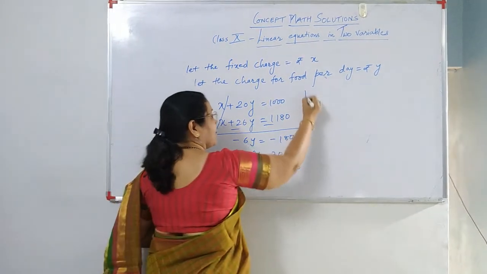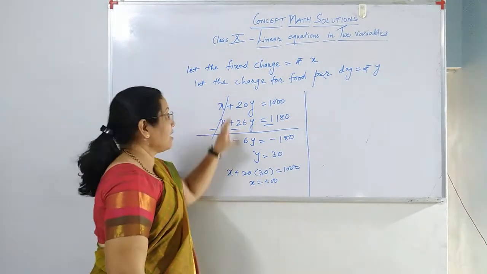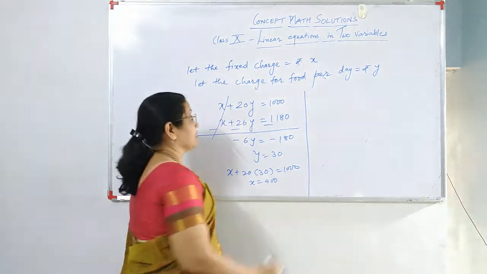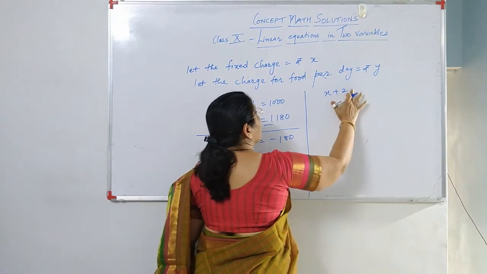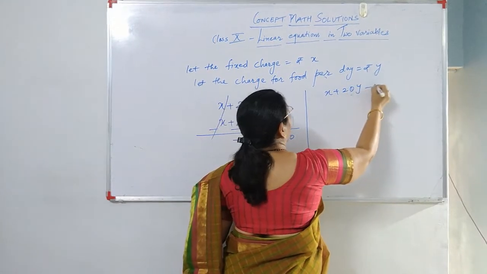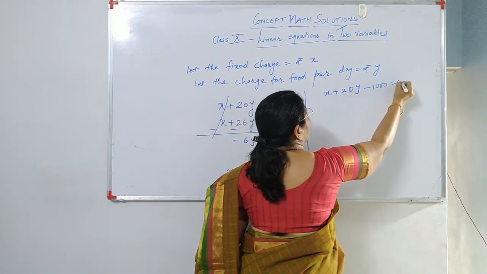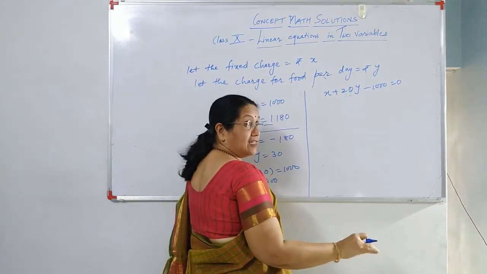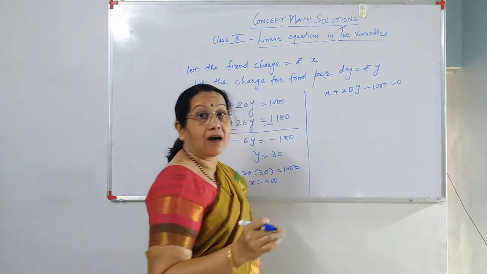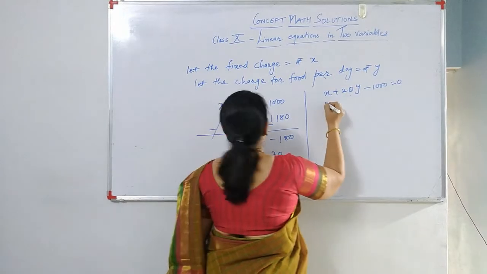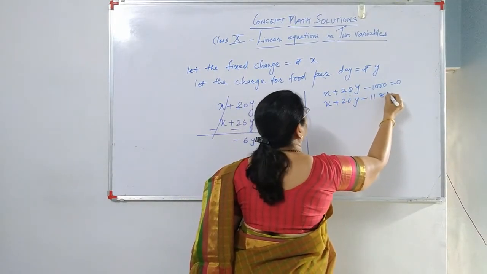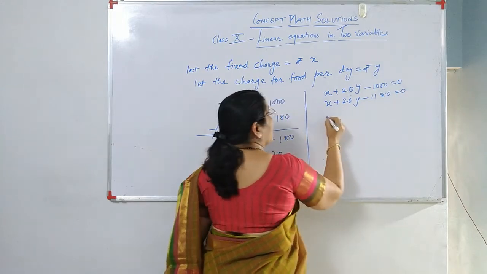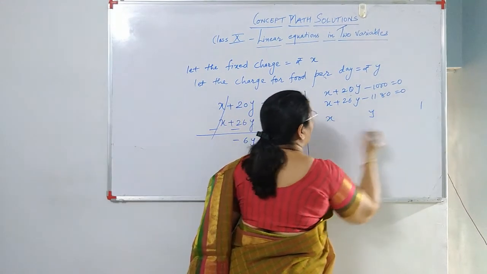Now suppose I wish to do the same solving by cross multiplication. So what are the two equations? x plus 20y minus 1000 is equal to 0. I am doing cross multiplication. There we know we make RHS 0. So x plus 26y minus 1180 is 0. Now I have told you x, y, 1.